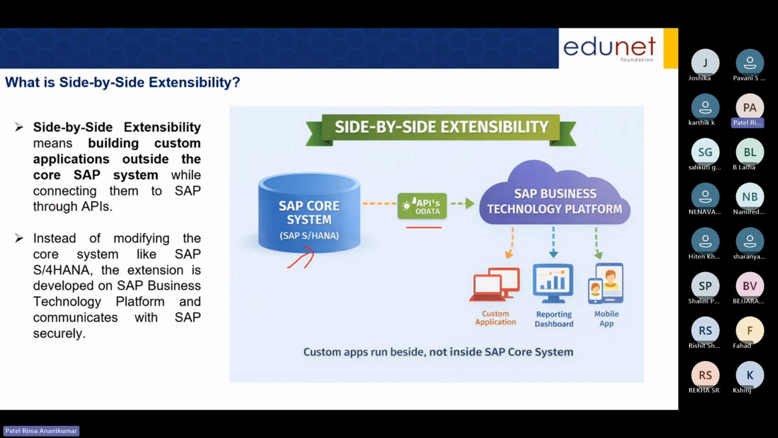And here we have the business technology platforms like reporting dashboard, custom application, and mobile application that can be used. So these applications we are running beside, not inside the SAP core system, and that's why they are known as side by side extensibility.